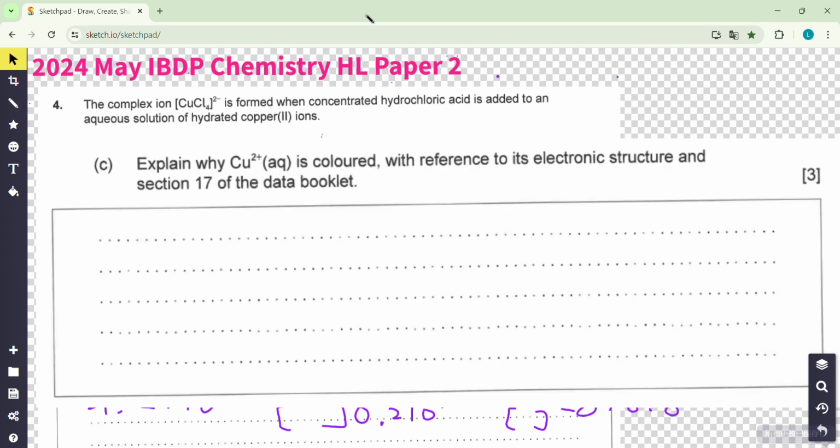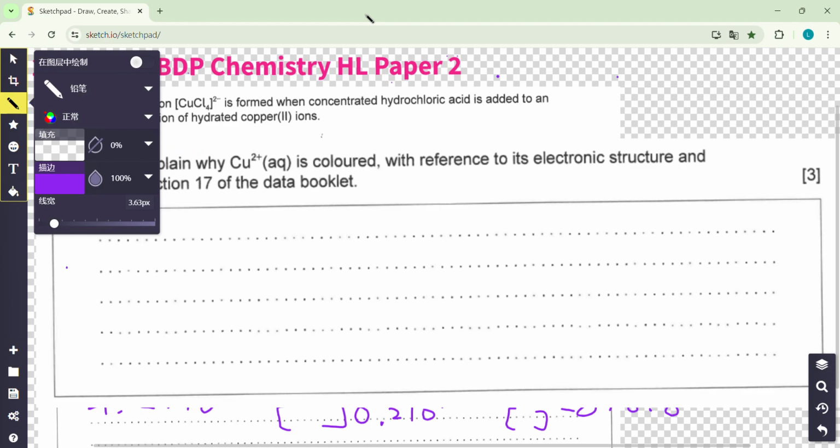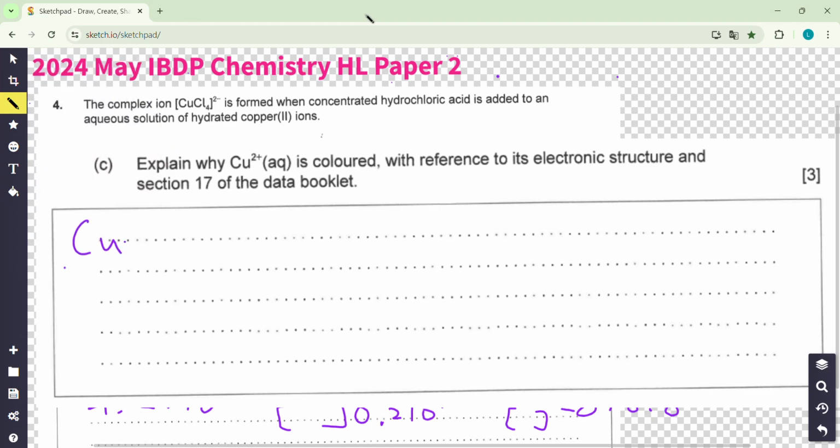Okay, next one is a completely different question. It's about color, and I explain why copper 2 plus is colored with reference to its electronic structure and section 17 of the data booklet. Actually, electronic structure is the most important thing. You remember copper 2 plus, there's a trick. Remember when the electrons are removed, the 4s electron, which is in a lower energy state, will go first.